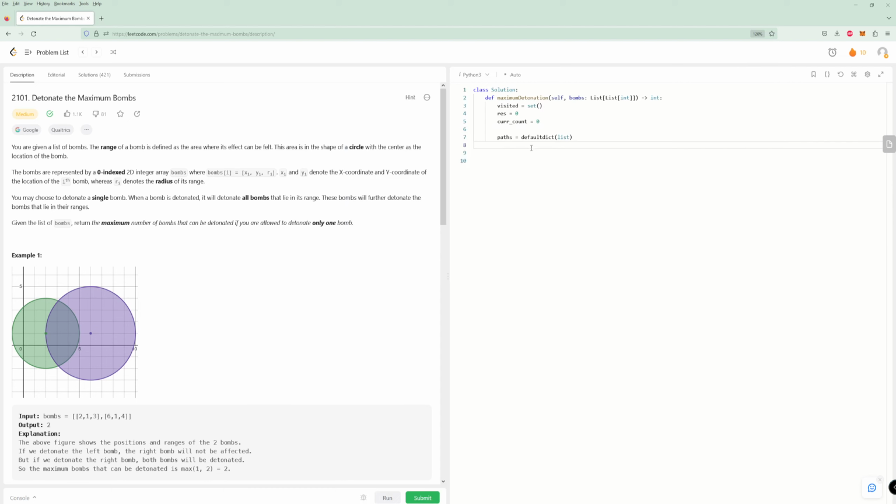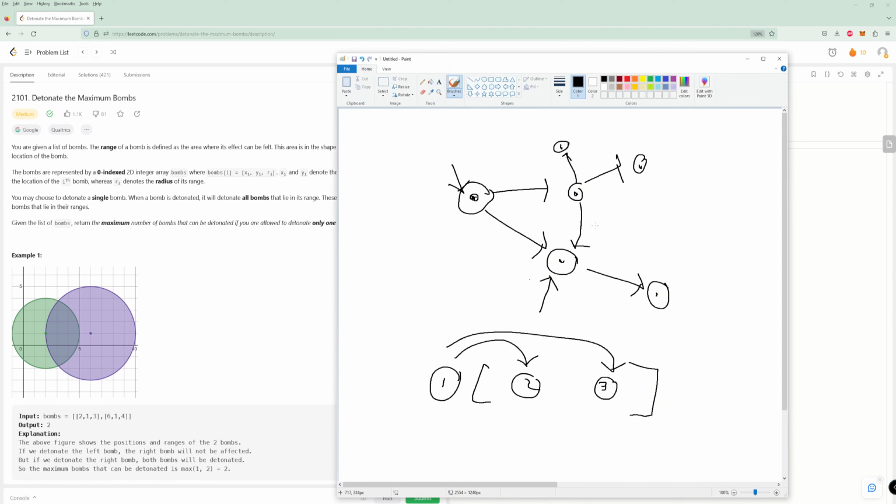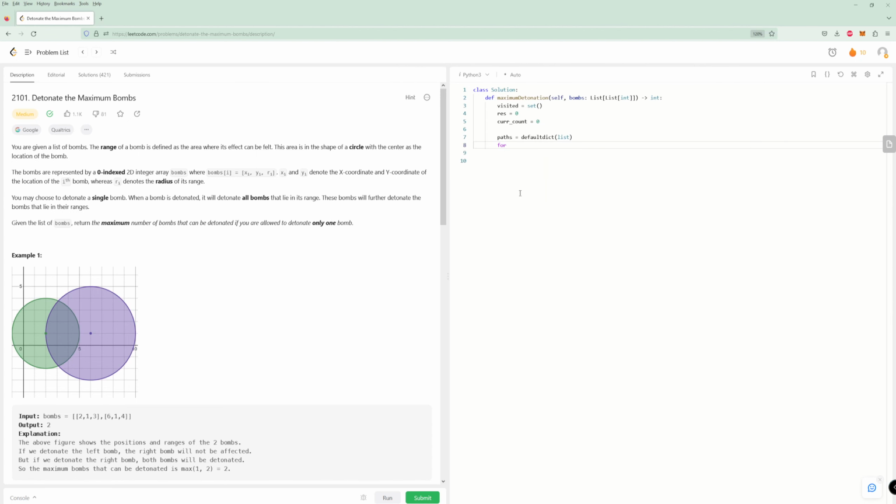So it's pretty straightforward. Now we have to actually loop through our bombs and calculate these distances. It's going to be a nested for loop, because remember, we have to compare every bomb to every other bomb. So let's just do that.